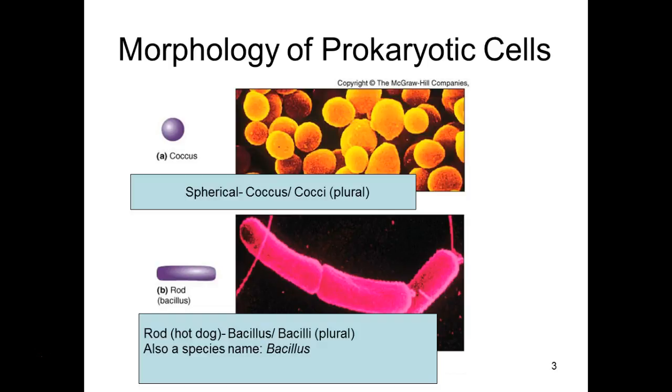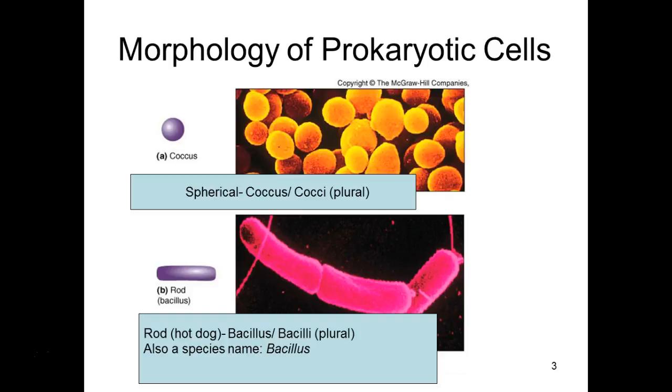So coccus, or cocci if you're talking about more than one, are spherical. So three-dimensional organisms, remember? We're not talking about circles here. It's like a ball, like a globe. It's spherical. Coccus is what you would say if you're talking about a single cell. Cocci is what you would say if you're talking about more than one cell that is spherical in shape.